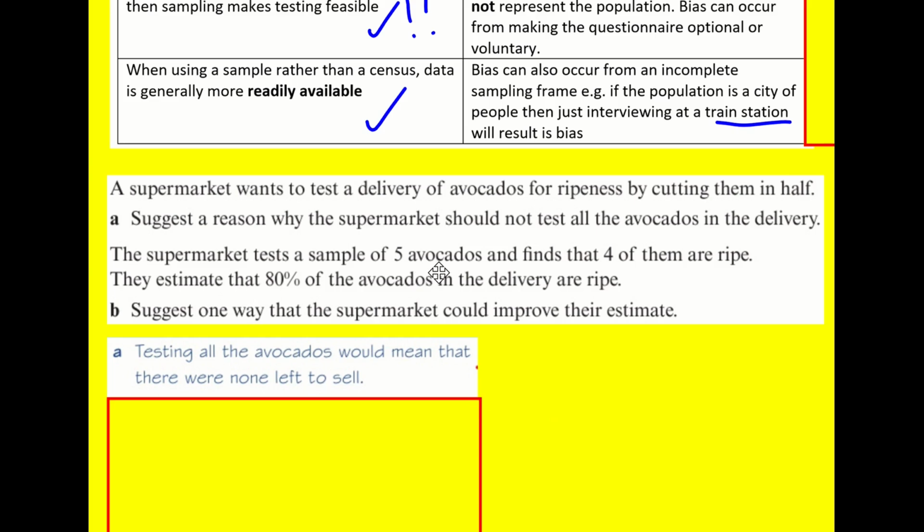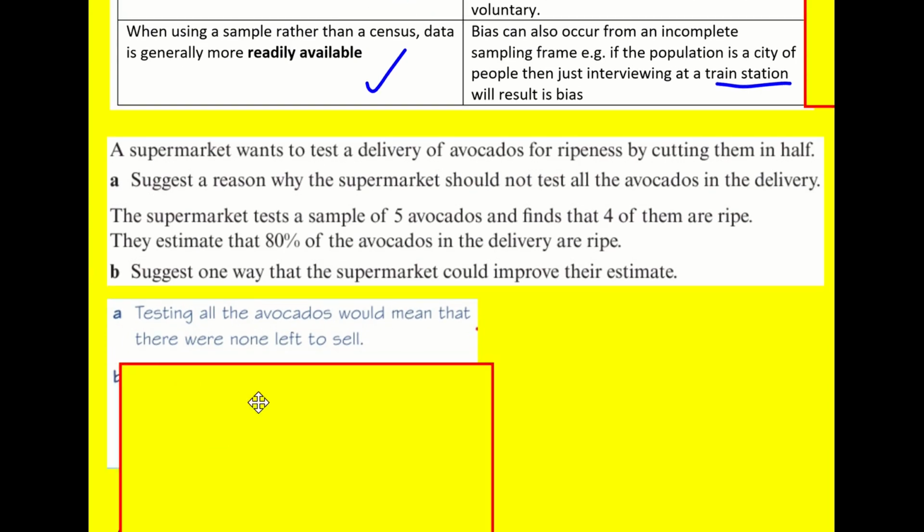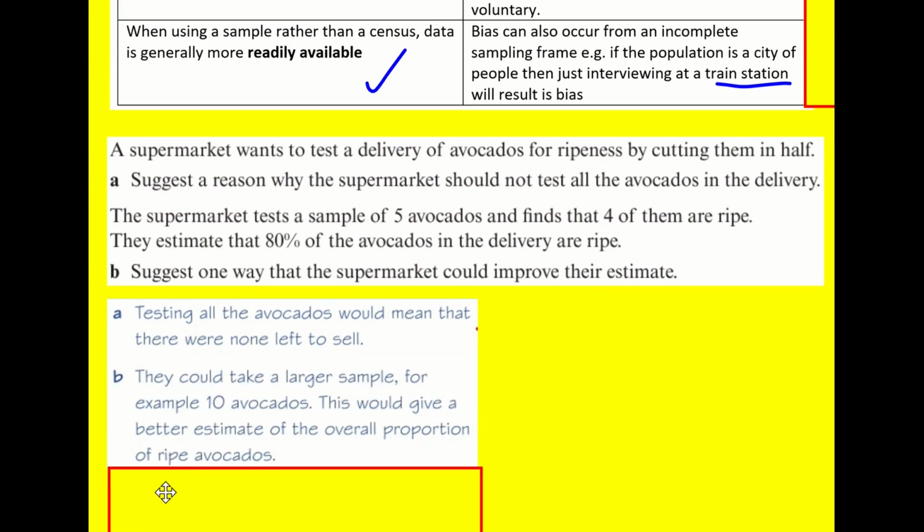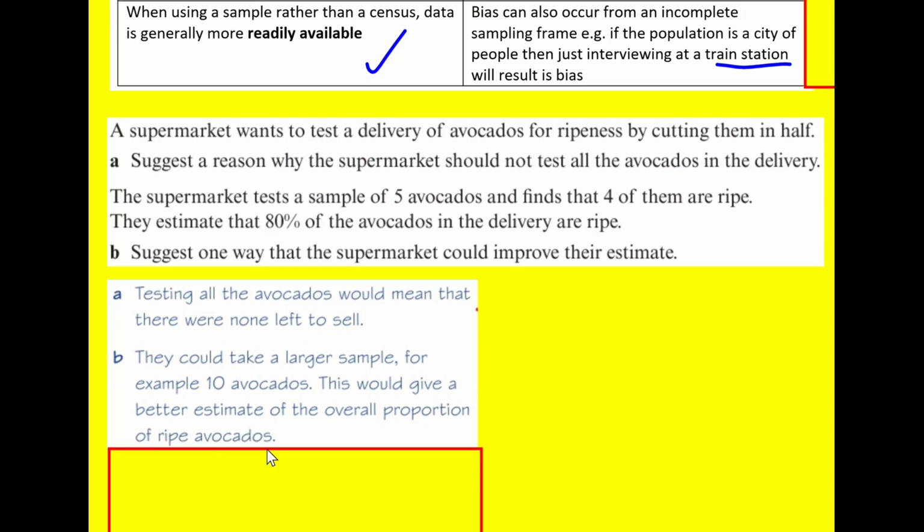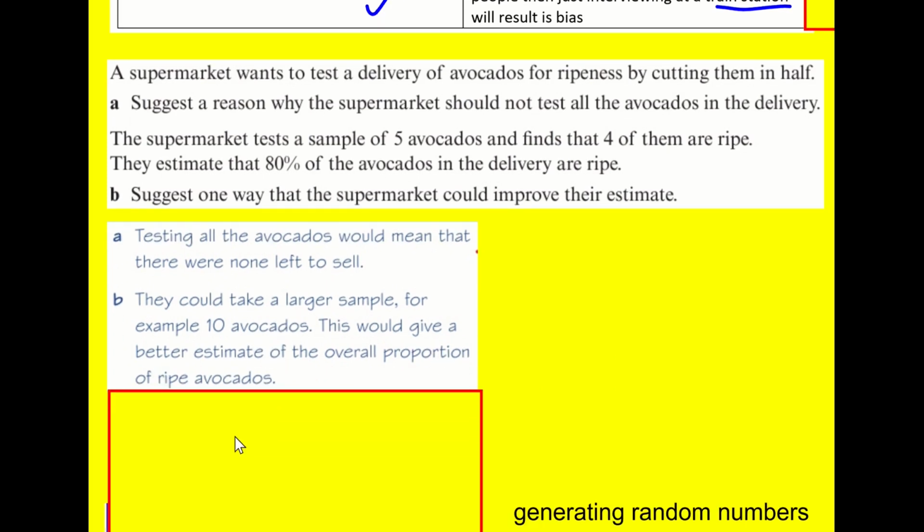The supermarket tests a sample of 5 avocados and finds that 4 of them are ripe. They estimate that 80% of the avocados in the delivery are ripe. Suggest one way they could improve their estimate. Well, the answer to this is always going to be to test more. You're only testing 5, so that's not great. You could take a larger sample, such as 10 avocados. It depends how many are in the box. There's a balance between doing all of them and just doing a few of them. You want a good idea overall and to be representative of the whole population.